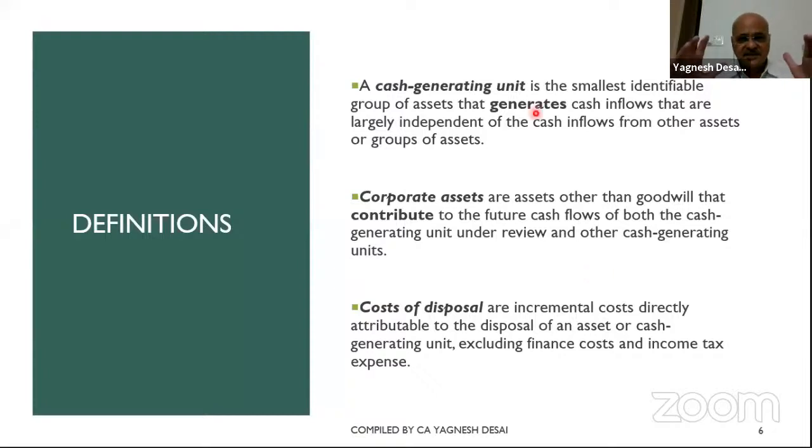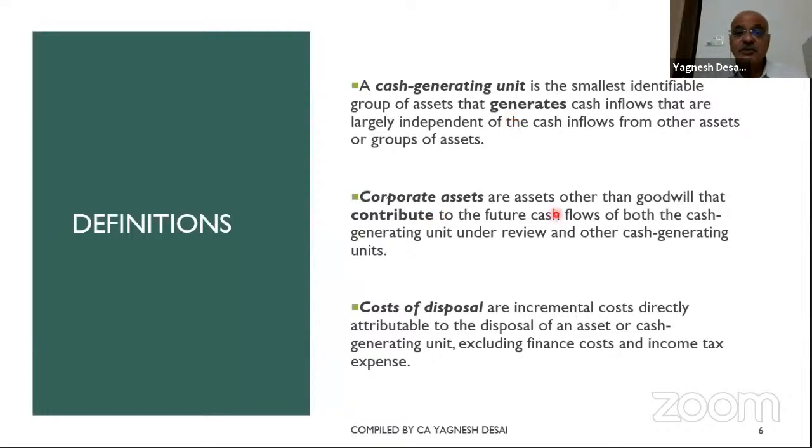That means this is capable of generating cash on its own without depending on anybody else. Suppose you've got two factory outlets, one at location A and second at location B, and they are separate plants manufacturing on their own. So they say that the smallest identifiable group of assets that generate inflows which are independent of other things. So they are known as the CGU. Even subsidiaries sometimes are known as the CGUs.